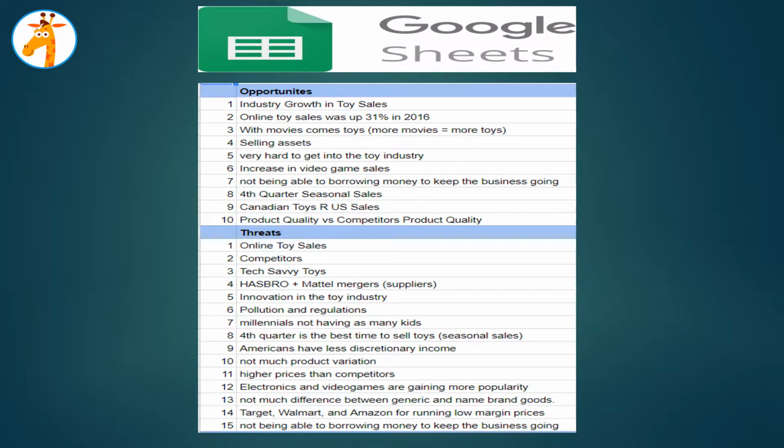The next requirement was to label the most important issues as either opportunities or threats. We used the Google Spreadsheets to make this decision. We narrowed down the top 10 opportunities and the top 15 threats. Some opportunities we found for Toys R Us included industry growth in toy sales over the past 5 years, online toy sales, which has increased drastically in the last 10 years, Canadian Toys R Us sales, an increase in video game sales, and finally, our product's quality.